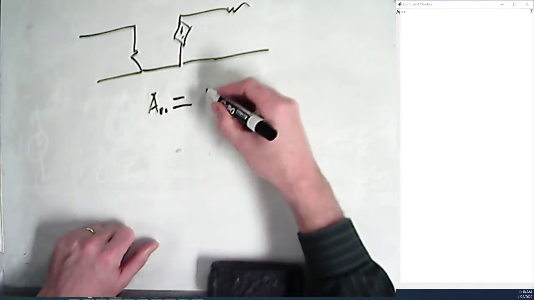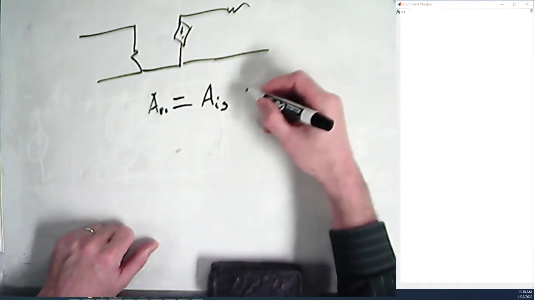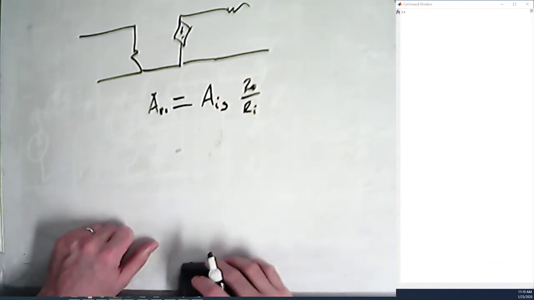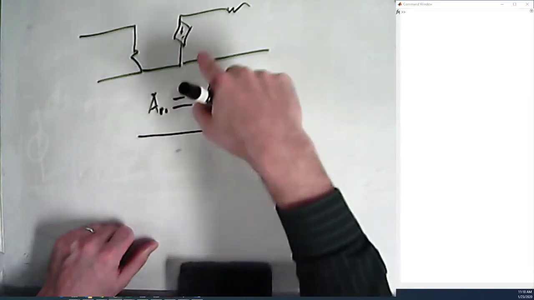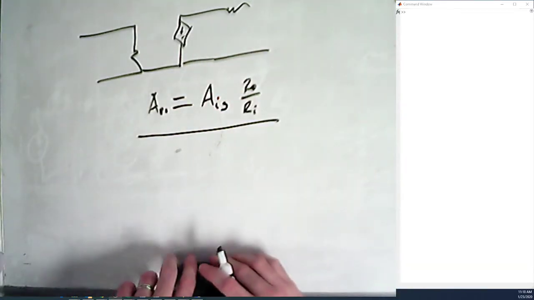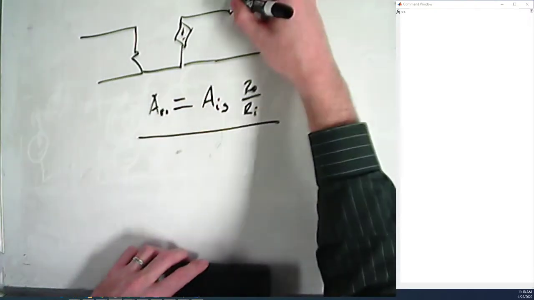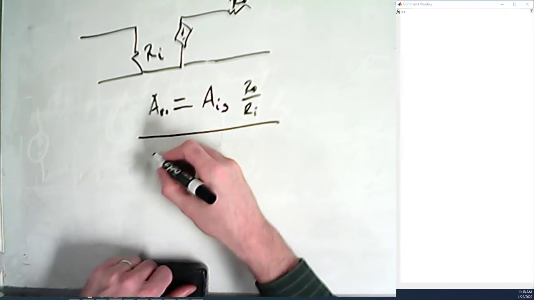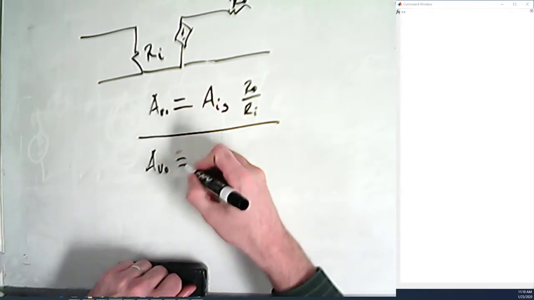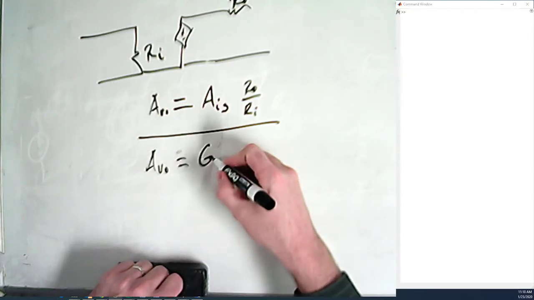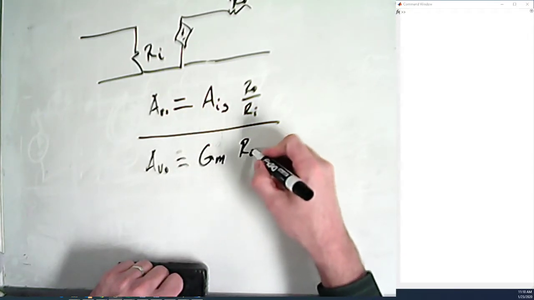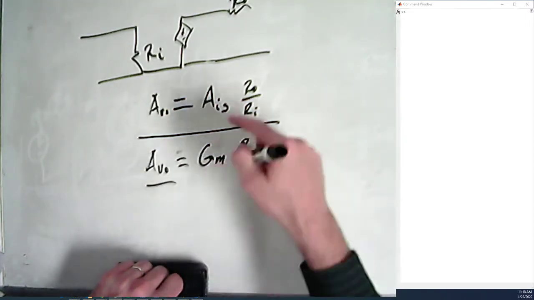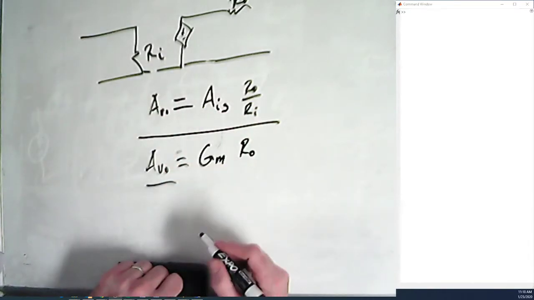If you have a current amplifier, all you have to do is multiply it by the output resistance over the input resistance, and you can put it into this model. Output resistance and input resistance stay the same. We can also do something if we have a transconductance: all we have to do is multiply it by R out. Remember, this has units of 1 over ohms. We multiply by the output resistance, and it just goes straight into this model. It's so nice.